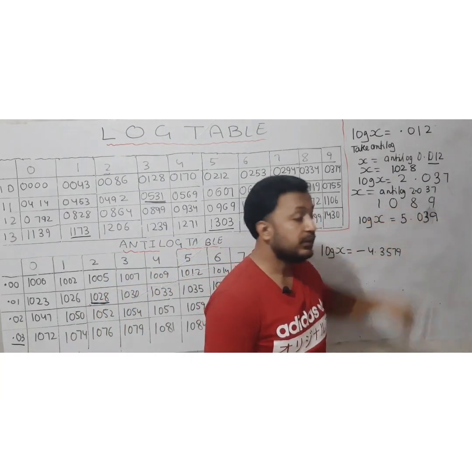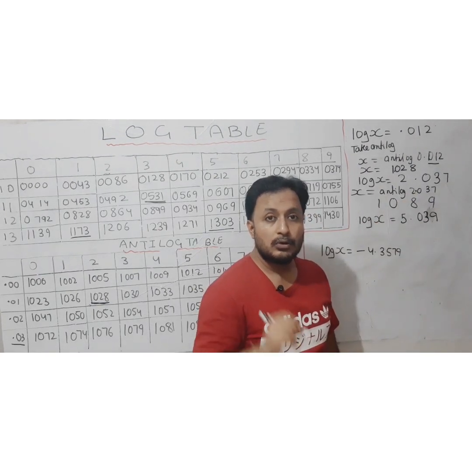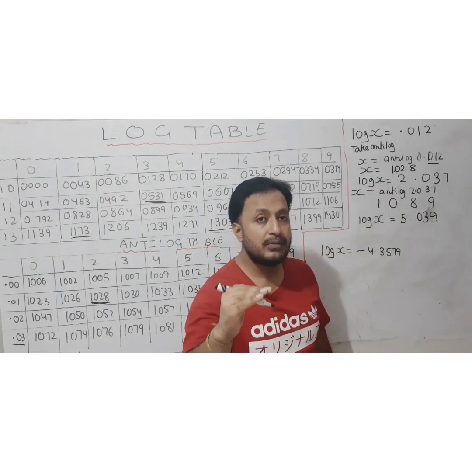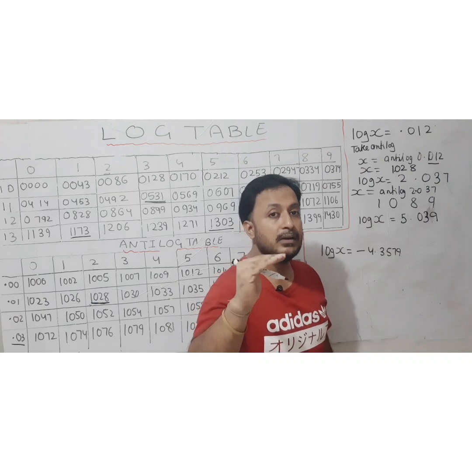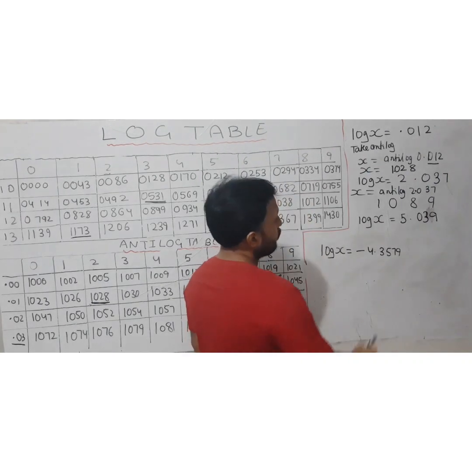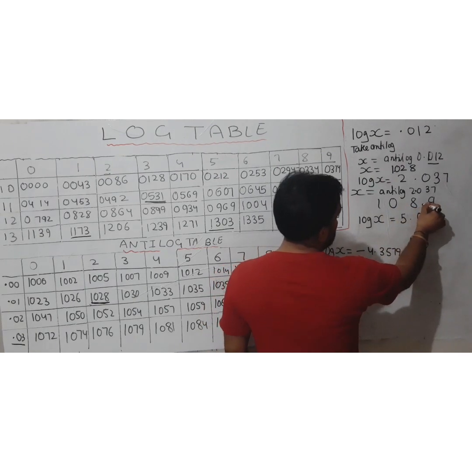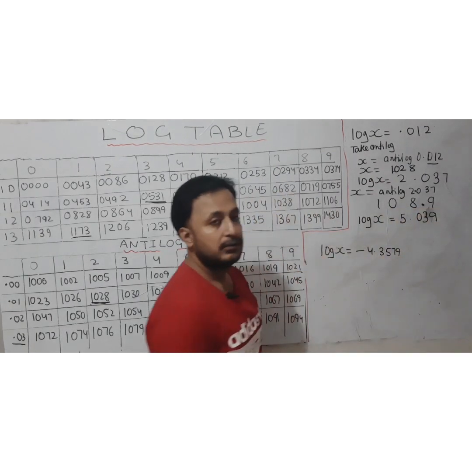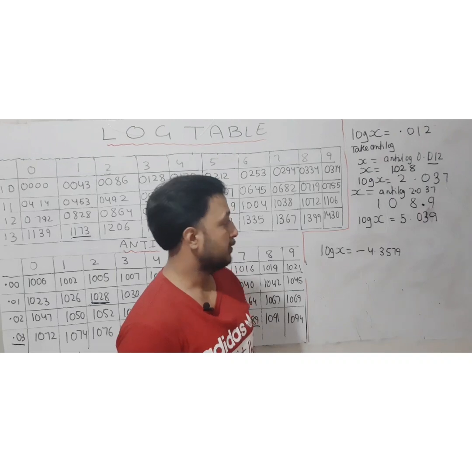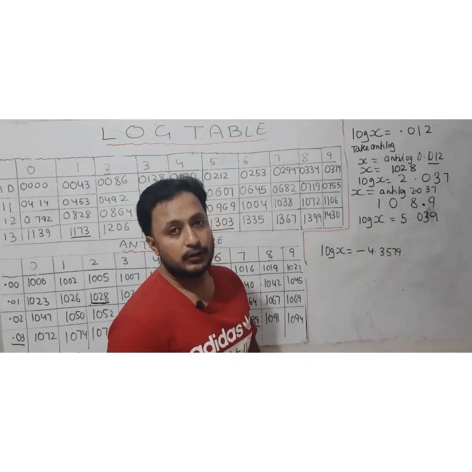Okay, now before the decimal what is the value? Before the decimal the value is 2. So I will be adding 1 to it. So it becomes 2 plus 1, 3. So you have to place the decimal after 3. 1, 2, 3. So I will be putting the decimal here. So the answer will be 108.9. So like that we can find the value of anti-log.